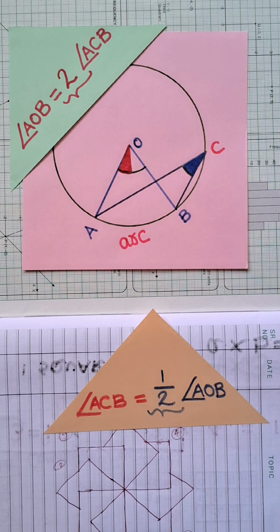For instance, in a given scenario where angle O is provided as 84 degrees, according to the theorem, we can confidently assert that the angle at C will be 42 degrees, as it is merely half of angle O.